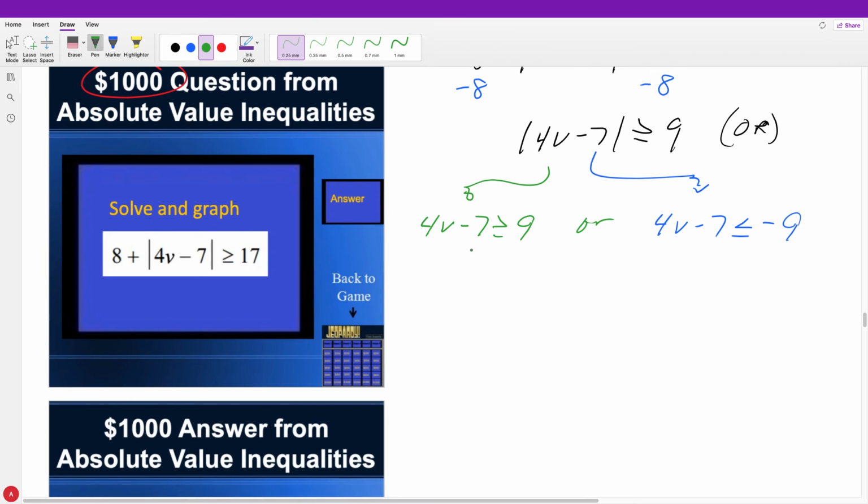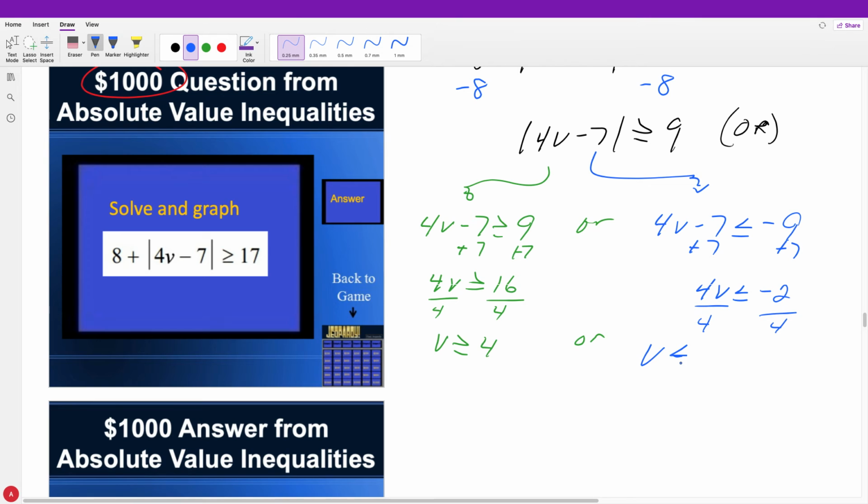All right, then we'll go ahead and solve. So we'll solve them each individually. I'm going to add 7. So 4v is greater than or equal to 16. Divide by 4. V is then greater than or equal to 4. Or, add 7. 4v is less than or equal to negative 2. Divide by 4. V is then less than or equal to negative 1/2, which is just reducing negative 2 over 4.